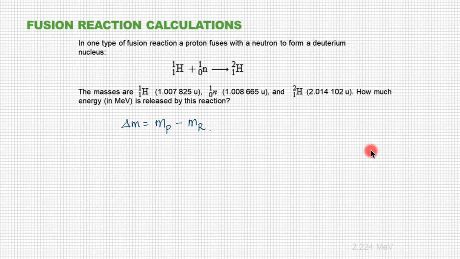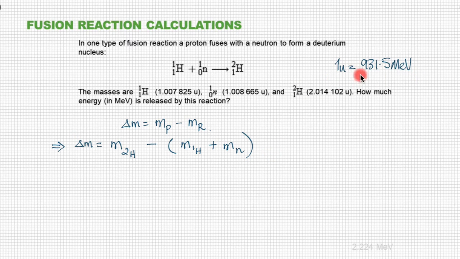So delta M, being the mass defect, is equal to the mass of the product minus the mass of the reactants. Now the product in this case is this deuterium nucleus, so the mass of the deuterium nucleus minus the sum of the masses of the hydrogen nucleus and the neutron. So that's how you would write it in equation form. When you're solving problems, it's important that you articulate your steps and show your working in this particular way.